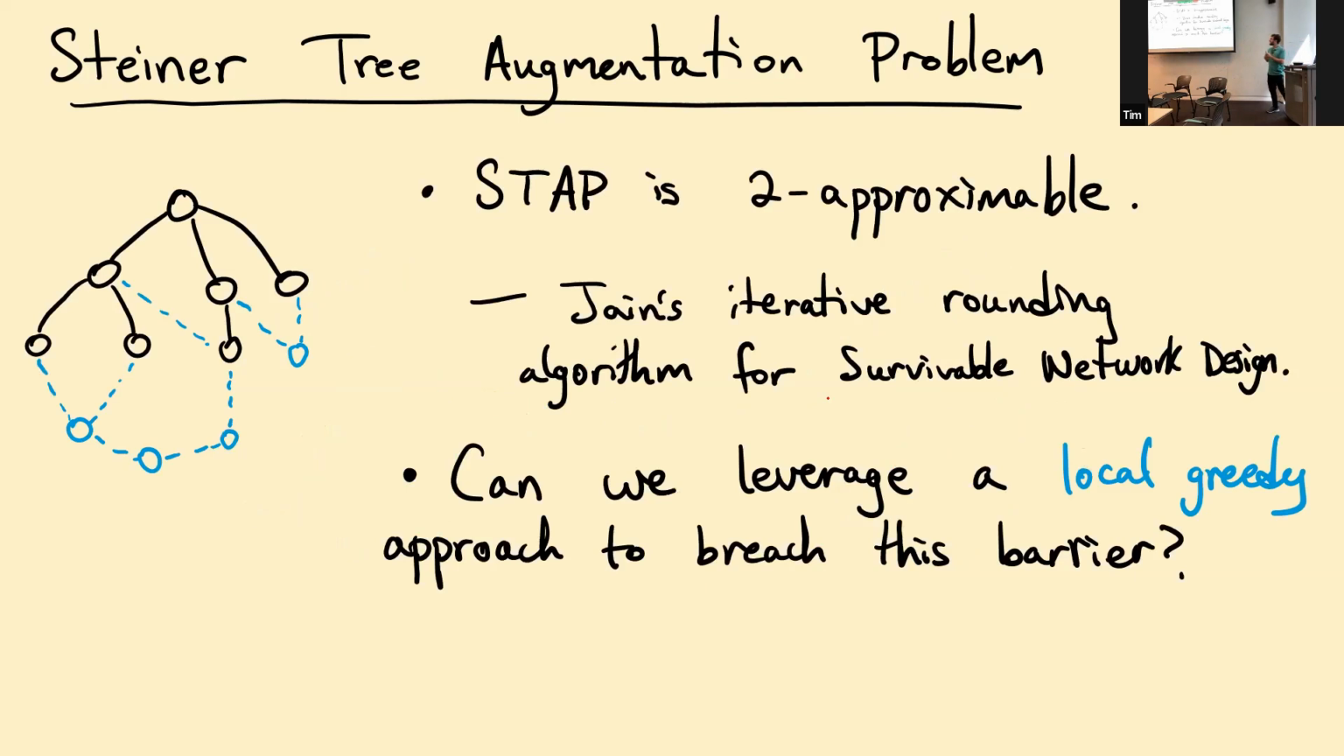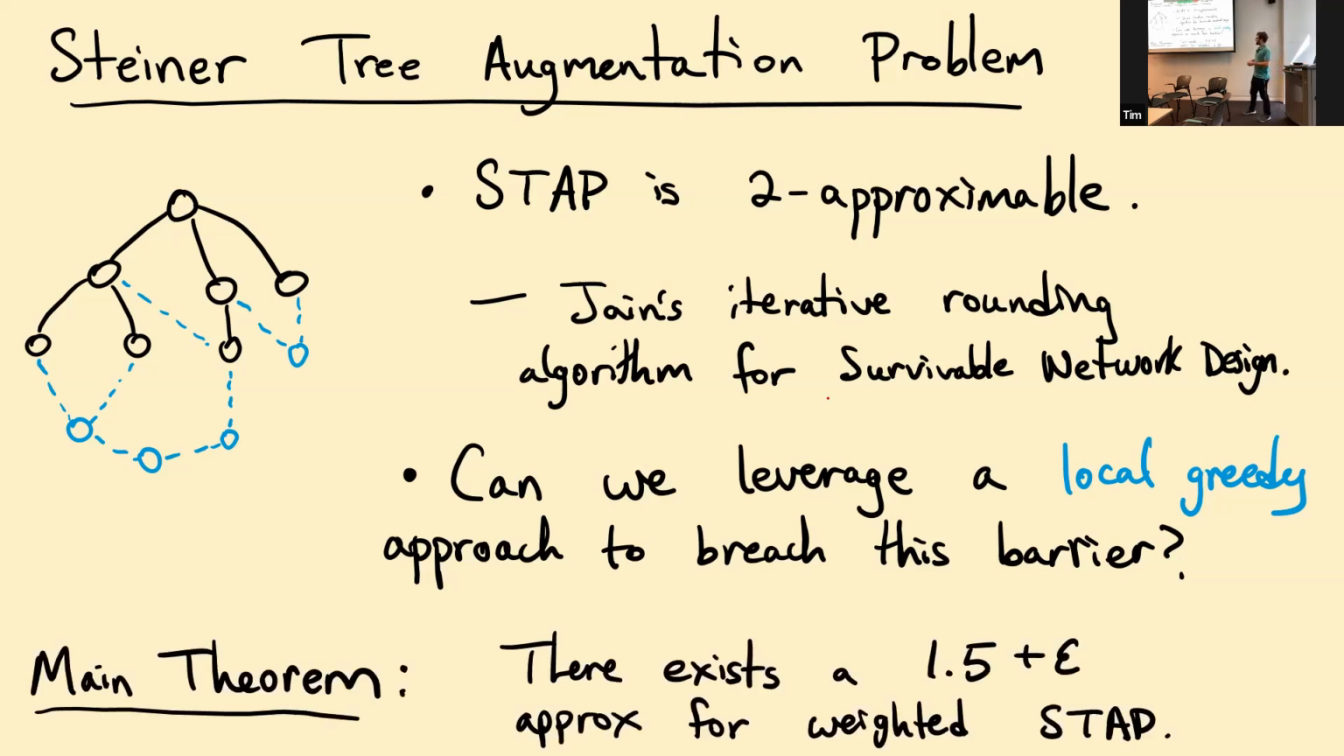Okay, so what is known about the Steiner tree augmentation problem? You can directly apply an algorithm for the very general problem of survivable network design to get a two-approximation for this problem. Most edge connectivity problems in network design, you can just use survivable network design and get a two-approximation, but the key is, can we do better than 2? And the question is, can we use their ideas and breach the barrier of 2?